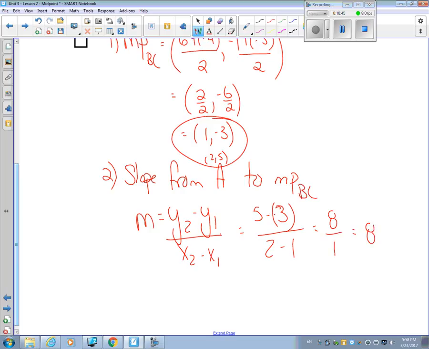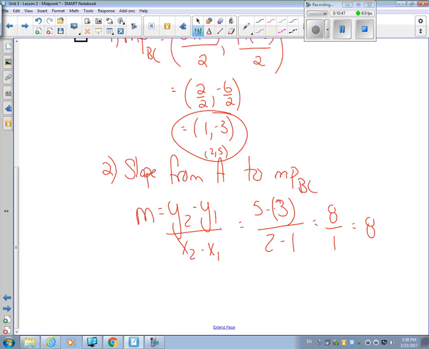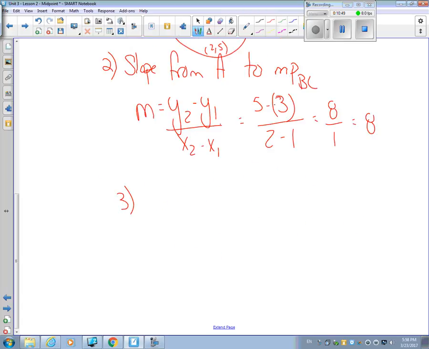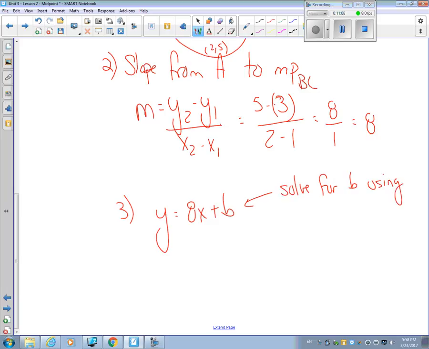So what do I know? I know the slope. I can figure out y equals 8x plus b. I need to find b. How do I find b? I find it by solving using a point on my graph, a point on my line.